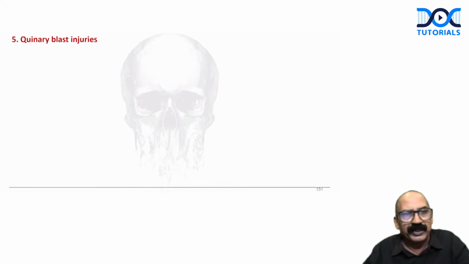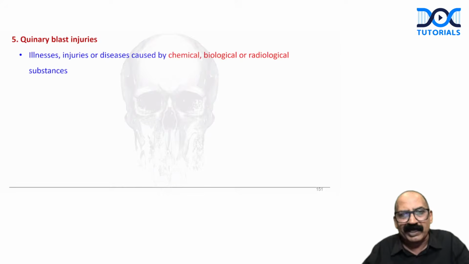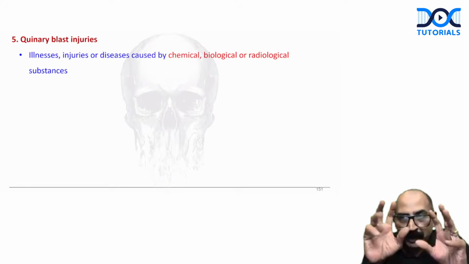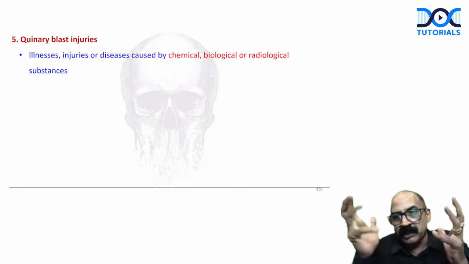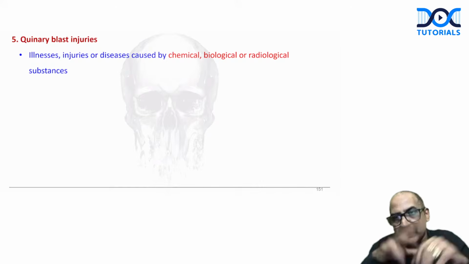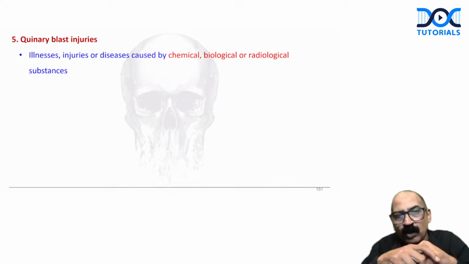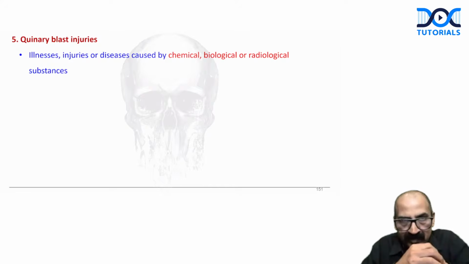Finally, quinary blast injury. Quinary blast injury means all late effects of time. People may use a chemical bomb, a biological bomb, a bomb containing coronavirus. The person may suffer from COVID. All those are quinary blast injury, or a nuclear bomb.